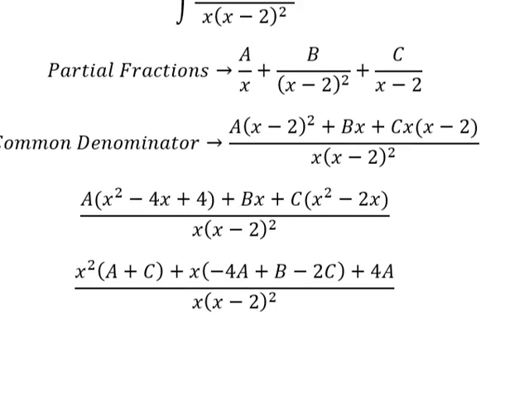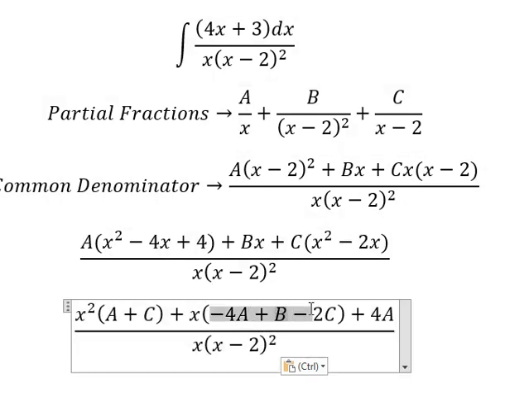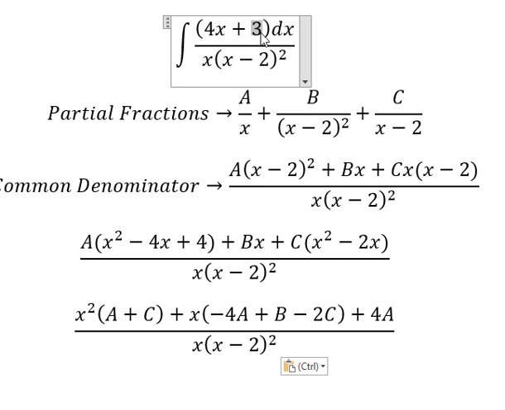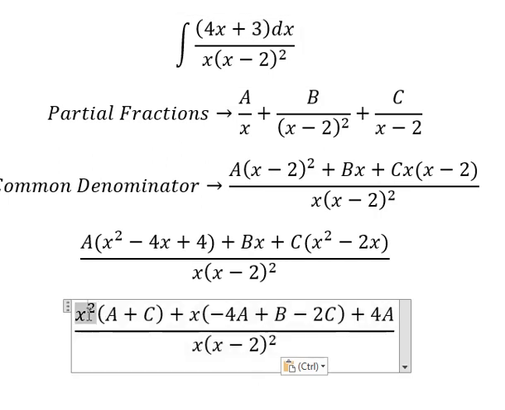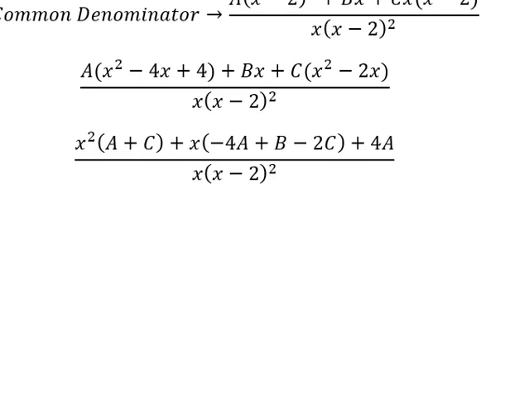Now we need to compare coefficients. We have 4s, that means this one equals 4. We have the numbers, so 4A equals 3. We don't have s squared, so A plus C equals 0. And now we create the system of equations.